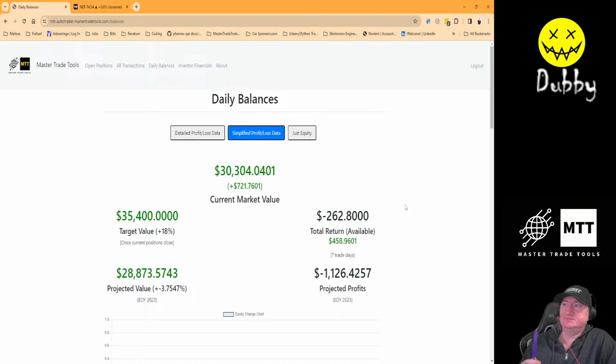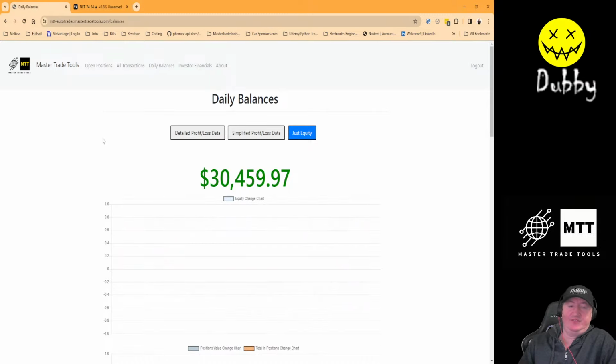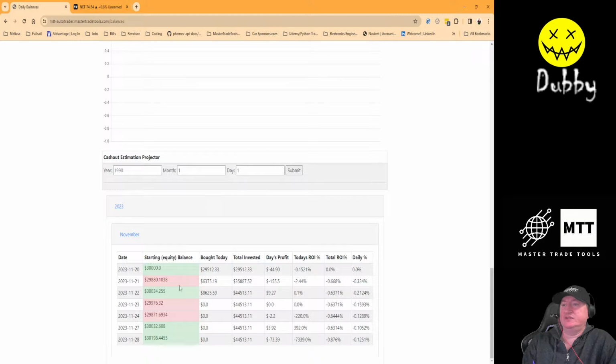One of the things that I did was I made sure to show the number as green if it's in profit and red if it's not. It's a very simple coding thing that I did on the HTML side, front end type stuff. But as you can see, we started yesterday actually with an equity of $30,198.44. It hasn't been very good the past 7 days.